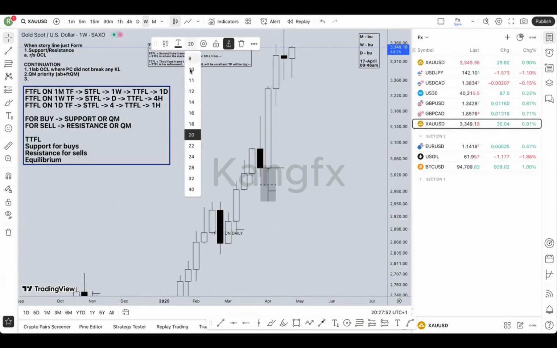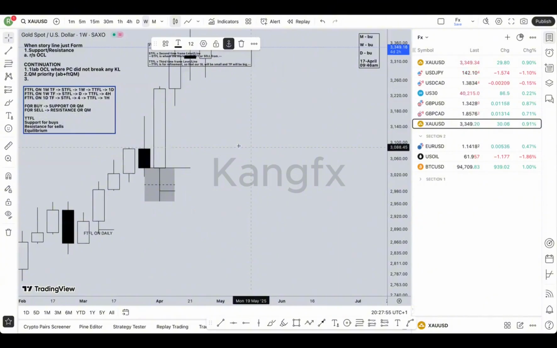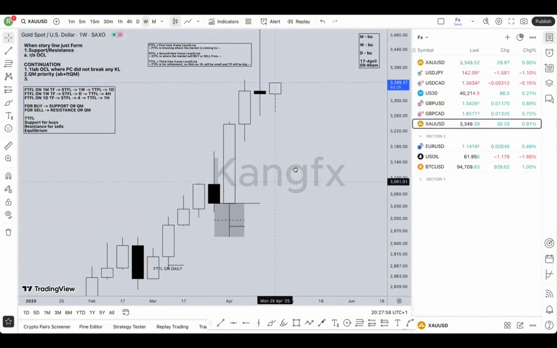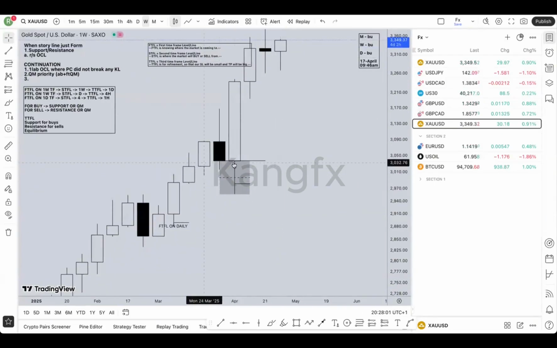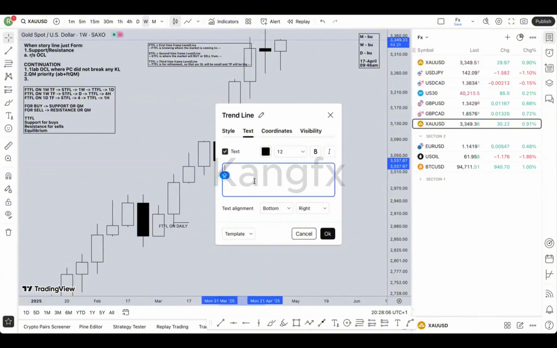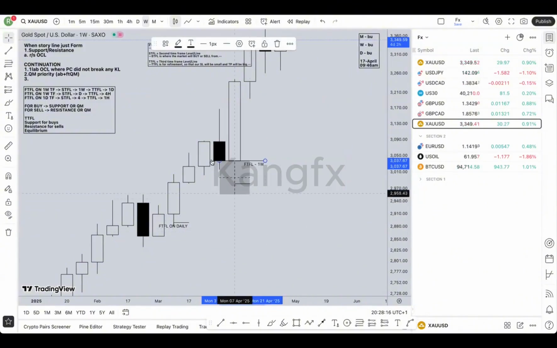I'm going to use the previous examples we used. Now, this is a weekly key level on gold. Then we marked this as our FTFL, weekly. Then we marked this box. If you're confused about this box, watch the previous video. We marked our box. This is the FTFL box.